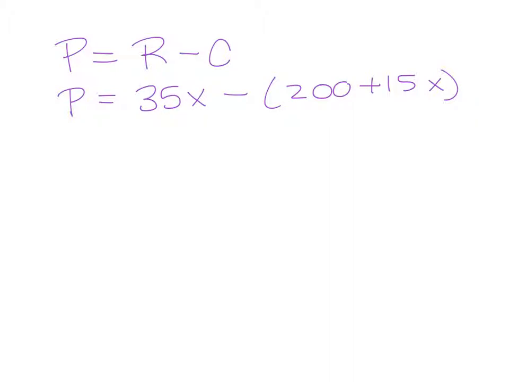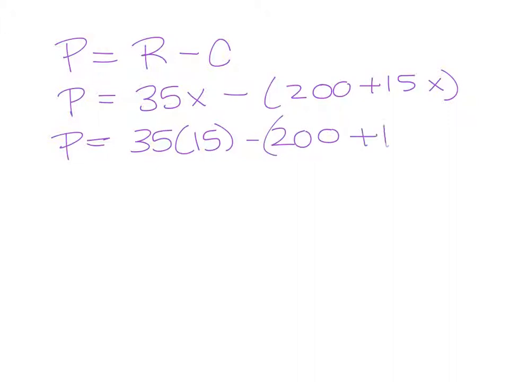But the question from Part C said, write an equation for the profit formula. We do. Use the formula to determine Richard's profit if he sells 15 trains. So all you have to do is plug 15 in for all of the x's and simplify.